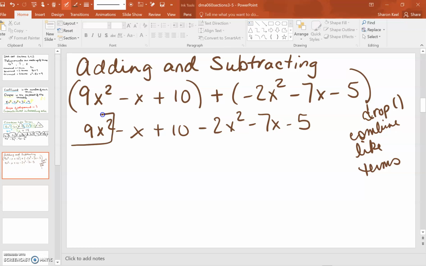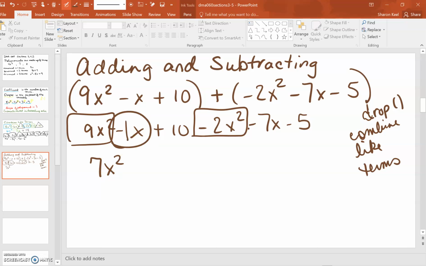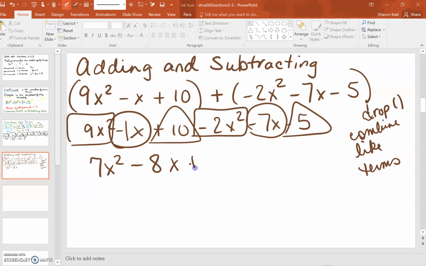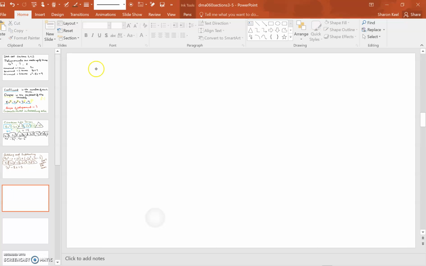So again, 9 minus 2 is 7x squared. Negative 1 minus 7 is negative 8x. And then 10 minus 5 is a positive 5. So for the addition, that's all we're doing, and we would be finished with that. Now let's look at the difference when we have a subtraction.